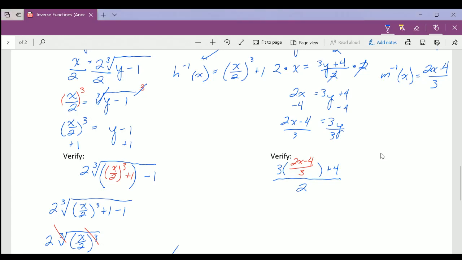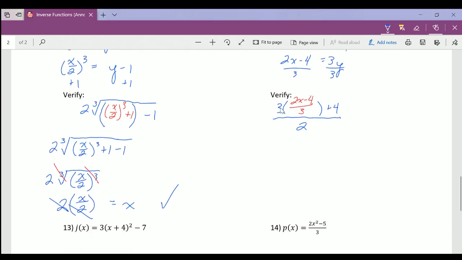Okay. All right, simplify. This is a 3 over 1 up here in the numerator, so we can do the 3 and the over 3 canceling out. So the top is now just 2x minus 4 plus 4 over 2. Negative 4 and positive 4, they cancel out. So we have 2x over 2. The 2's cancel, and we're left with x, which is exactly what we wanted to see. So we found the inverse. It is (2x minus 4) over 3.